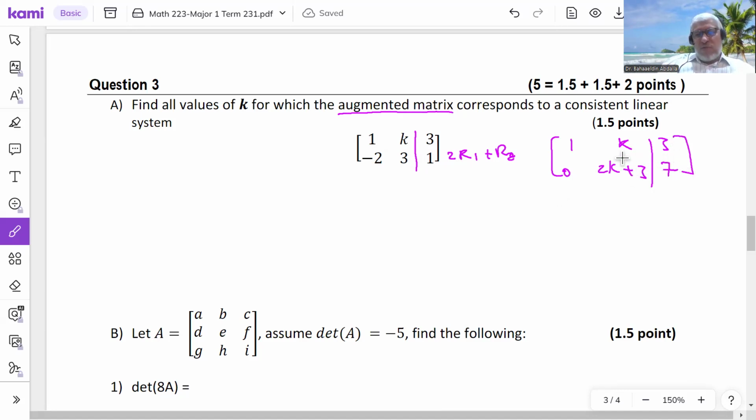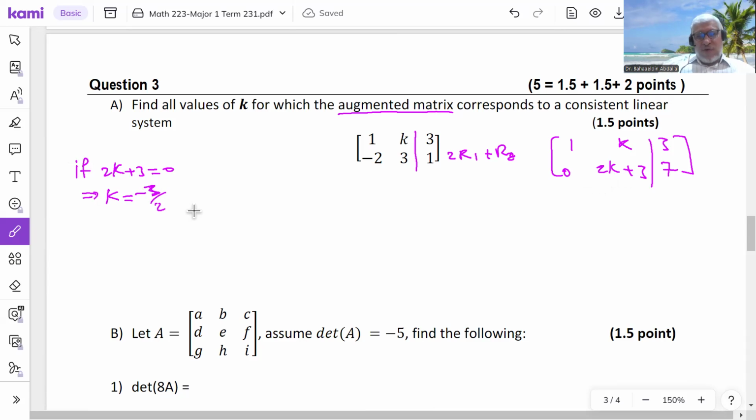And now I need to make this number 2k plus 3 into 1. Well, I can divide by 2k plus 3, but under the condition that it is not equal to 0. If 2k plus 3 is 0, then I cannot divide by 0. So I have two cases. If 2k plus 3 is 0, this means that 2k equals negative 3, so k is negative 3 over 2.